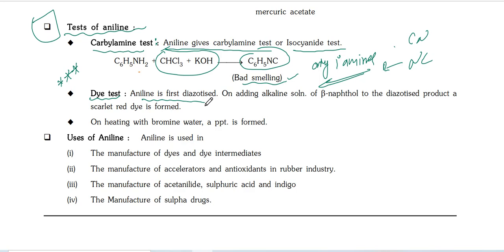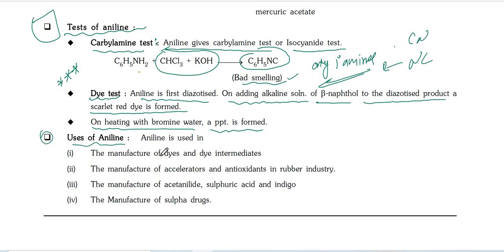Aniline is first diazotized, and on adding an alkaline solution of beta-naphthol to the diazotized product, a scarlet red dye is formed. In the last video we discussed those equations. On treating with bromine water, a precipitate is formed: three bromines are attacking on the benzene ring, forming a white precipitate.